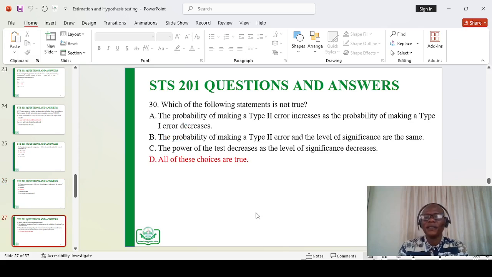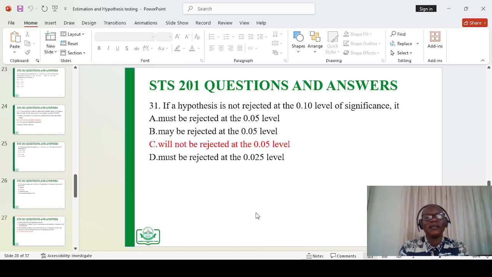Which of the following statements is not true? The probability of making a type 2 error increases and the probability of making a type 1 error decreases? No. The probability of making a type 2 error and the level of significance are the same. The power of the test decreases and the level of significance decreases. So D, all of these choices are true. The three we are having above all are true. So therefore, D is the correct answer.